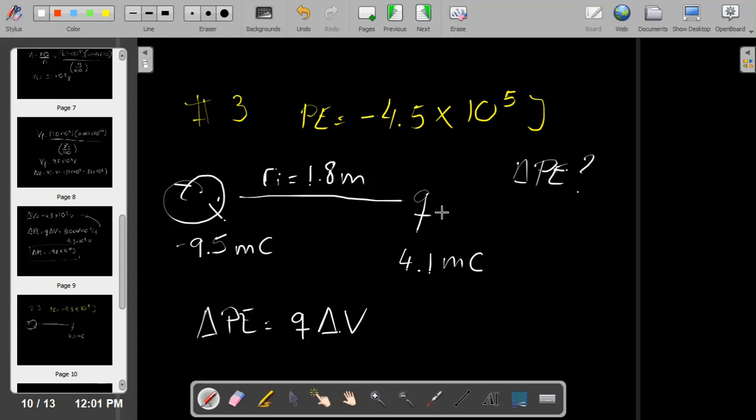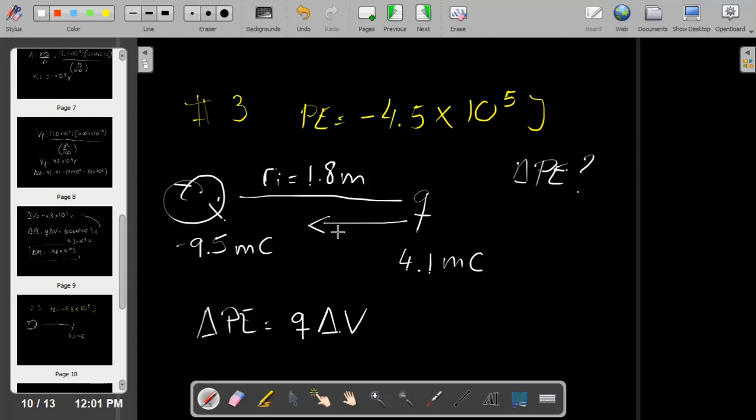What is going on? Those two charges are attracted to one another. This is negative, this is positive. That means it's attracted to the negative charge. It will be moving this way. But read to see what it says.